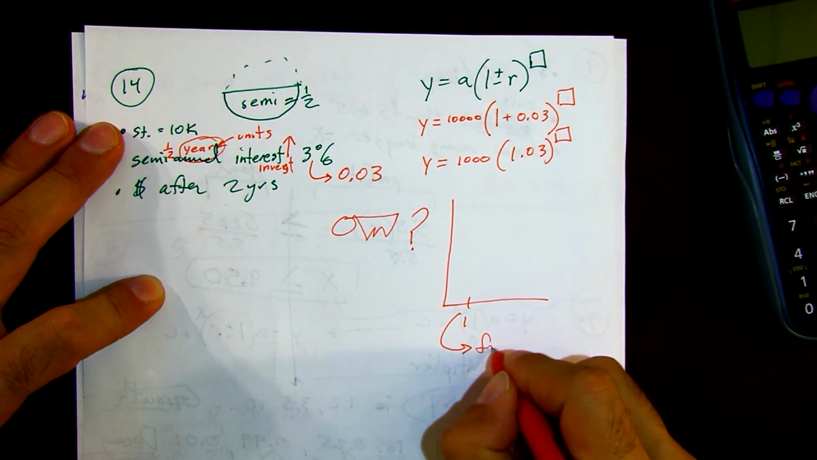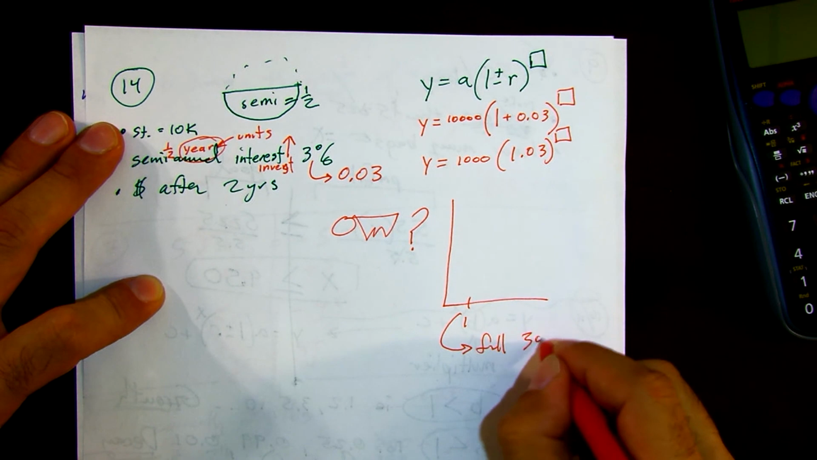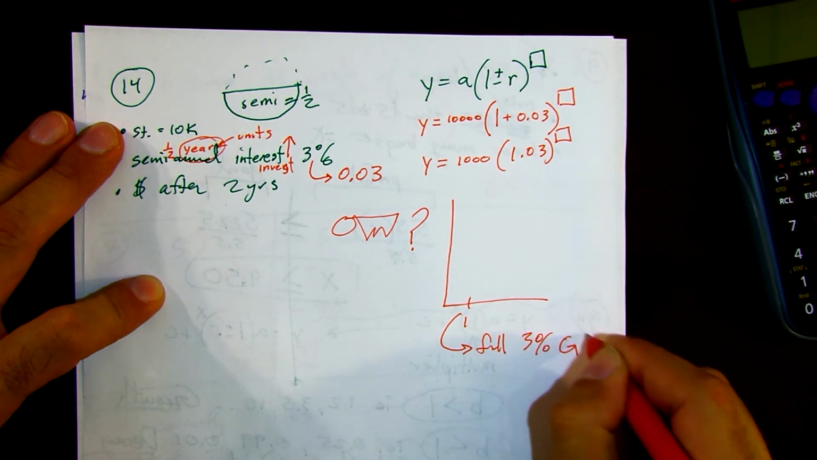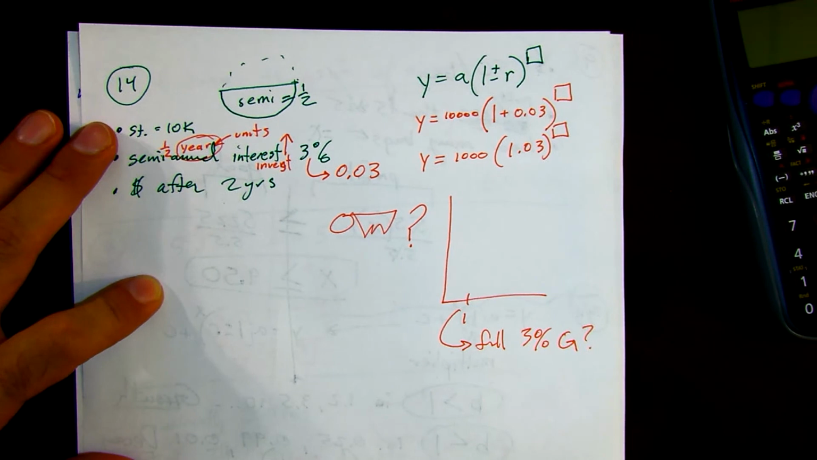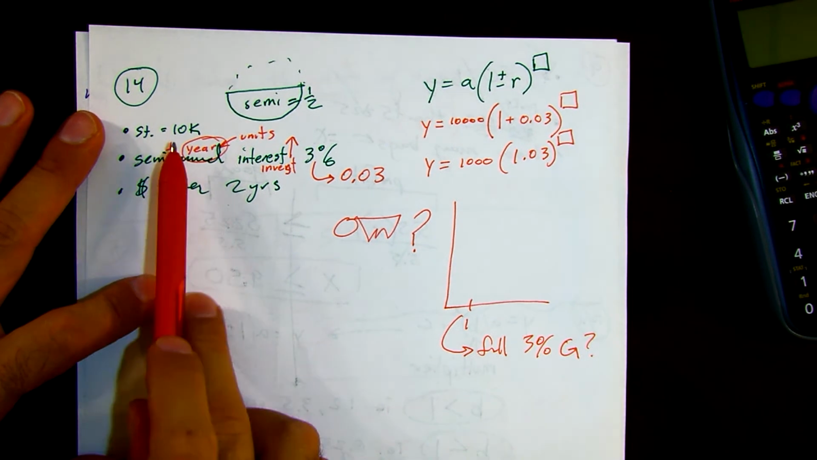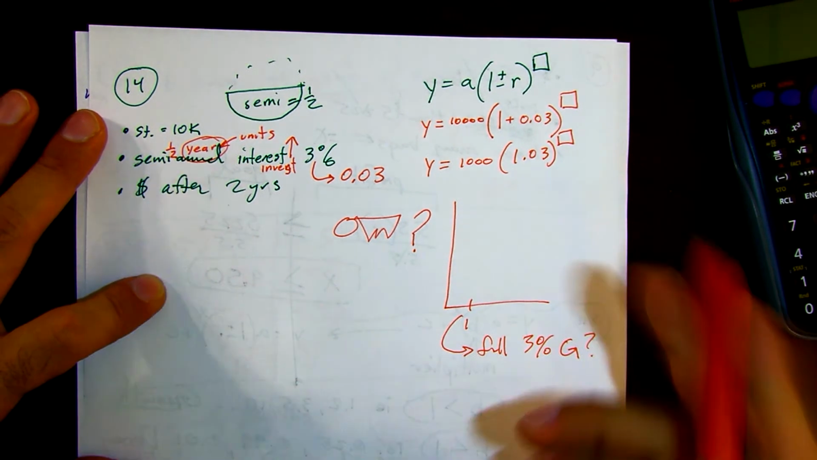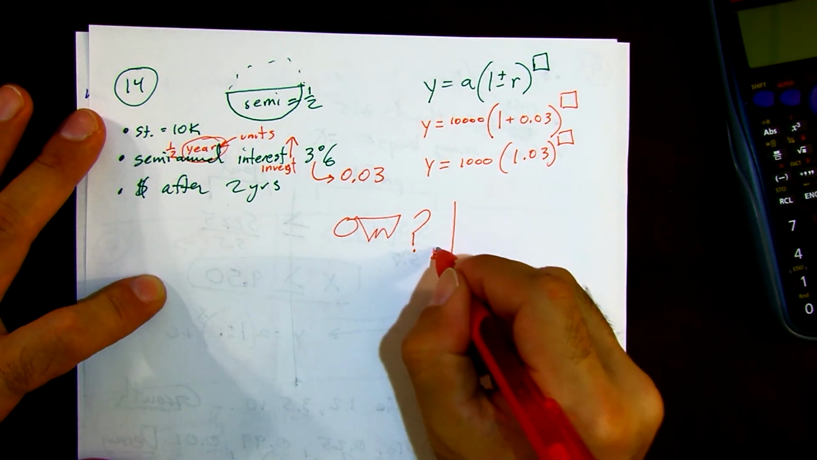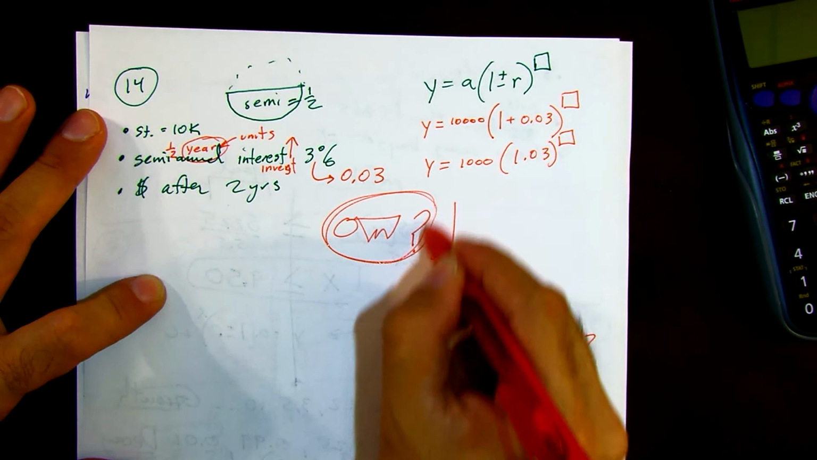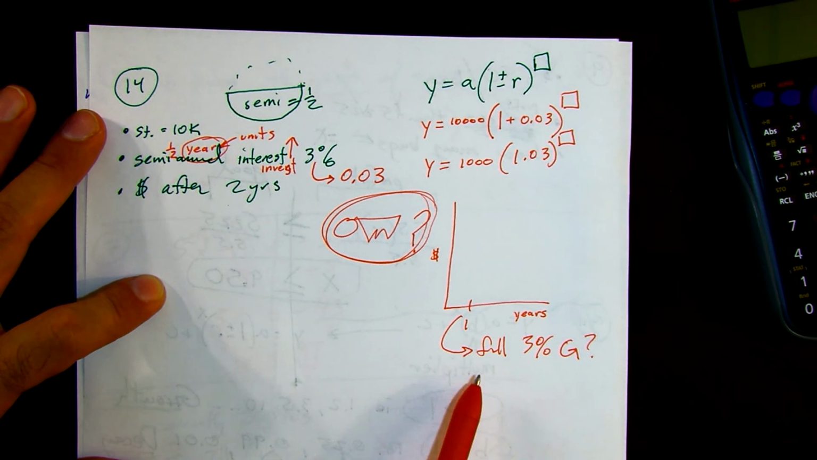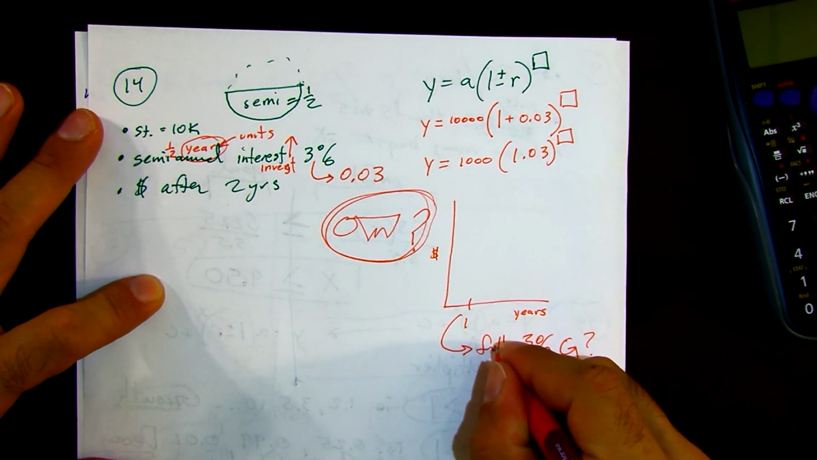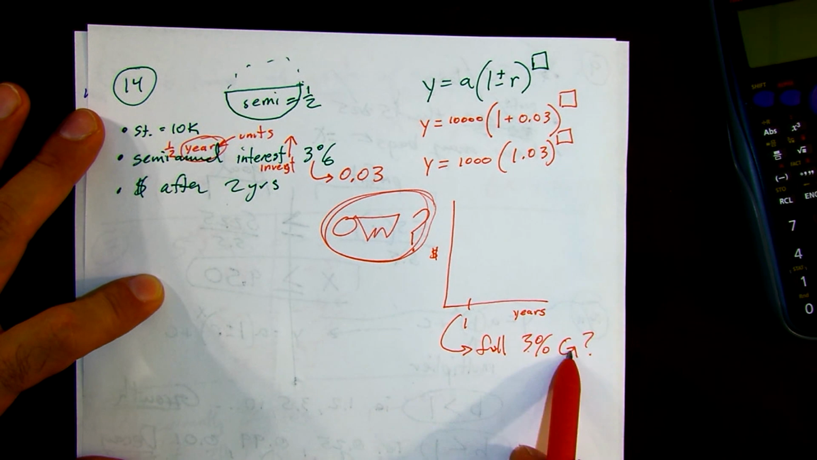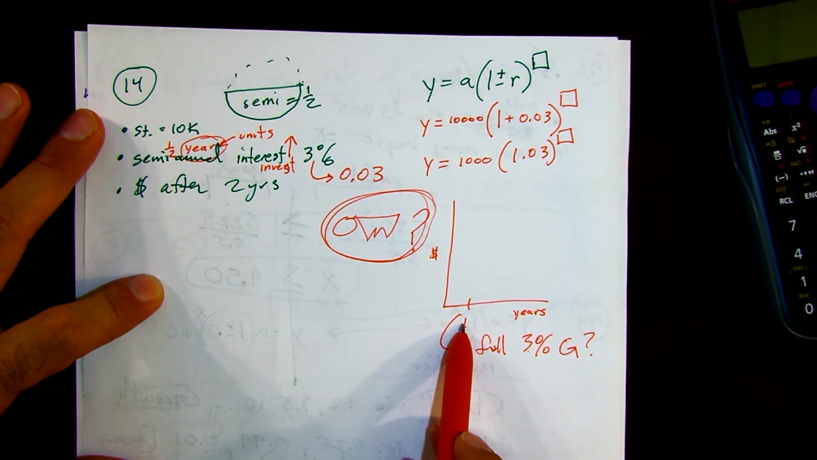Right after that, 1.03 to the box. Okay. This is where we ask our key question. Key question is, at 1, do I have full 3% growth? Okay. Now let's think about it.